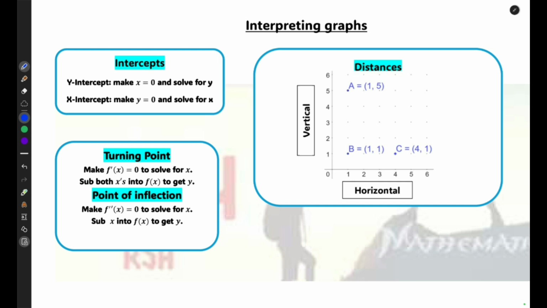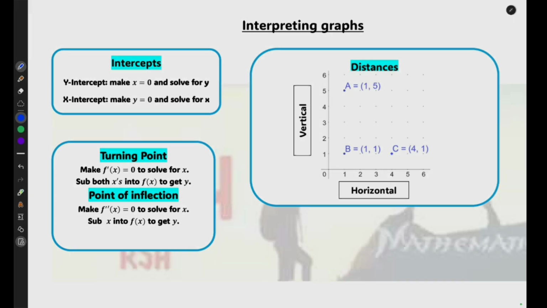The point of inflection is the double derivative equal to 0. Then you solve for x, and sub that into the original again to get y. Please always remember, if I need a y value, it's always going to be connected to the original f(x).